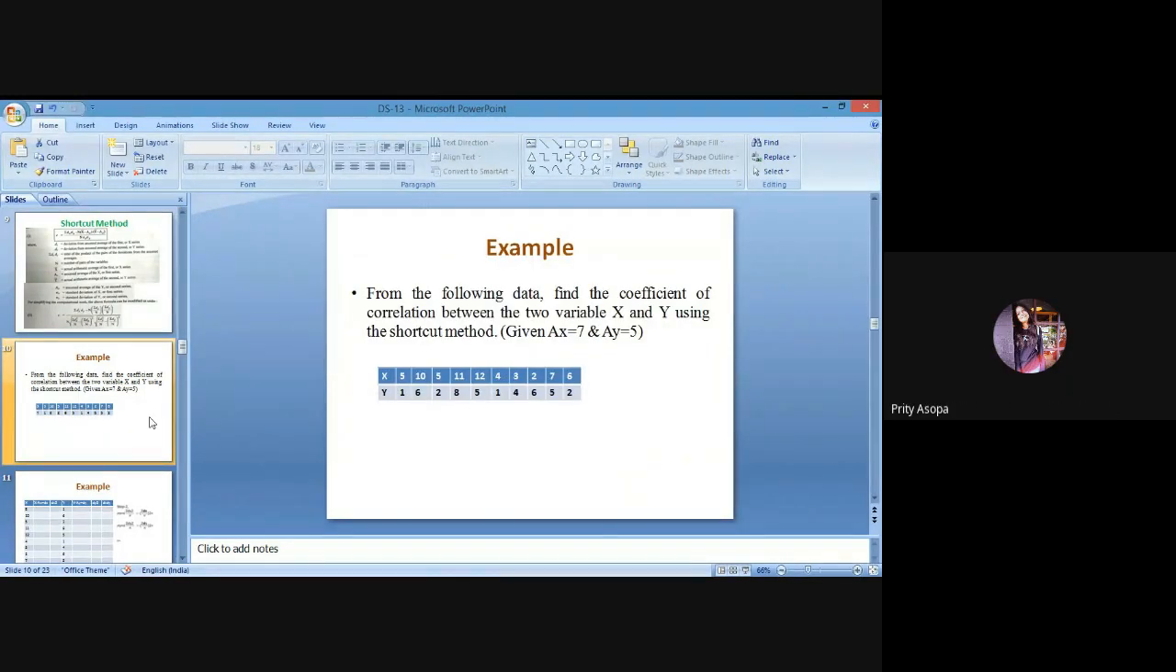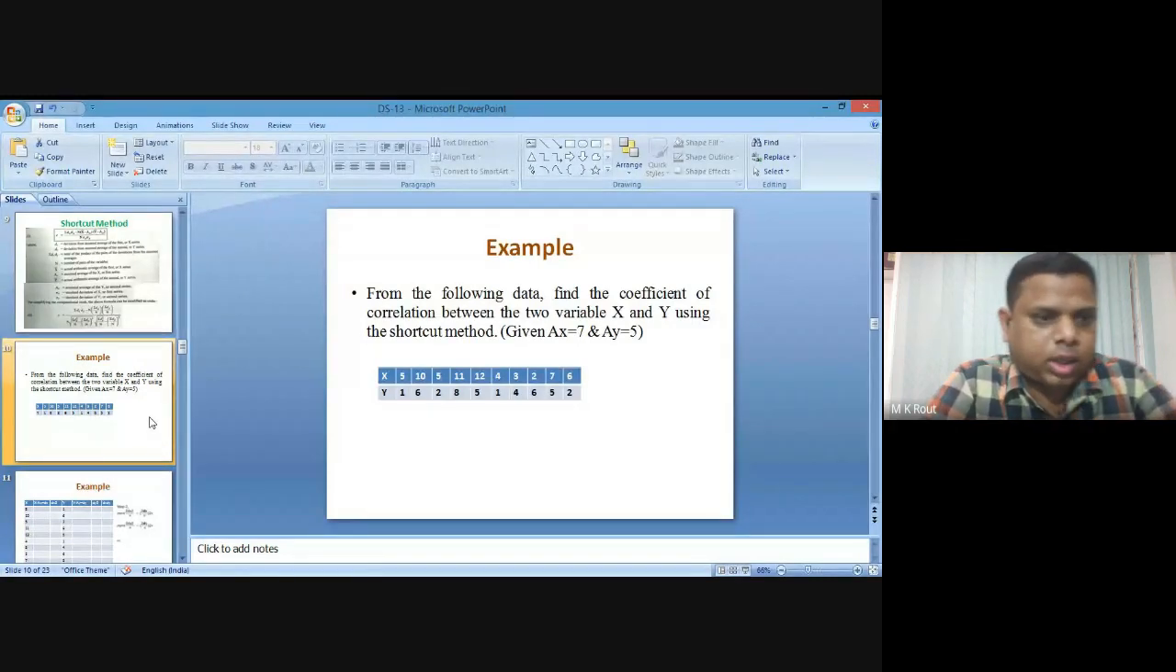Here is a typical example in case of the shortcut method, with special reference to Karl Pearson's coefficient. From the following data, find the coefficient of correlation between two variables, X and Y, using the shortcut method. Here AX is given as 7 and AY is given as 5. Whenever you face this type of question in your semester examinations, the assumed mean for the X series and the assumed mean for the Y series are always given in the question. So there is no need to worry about the assumed means.